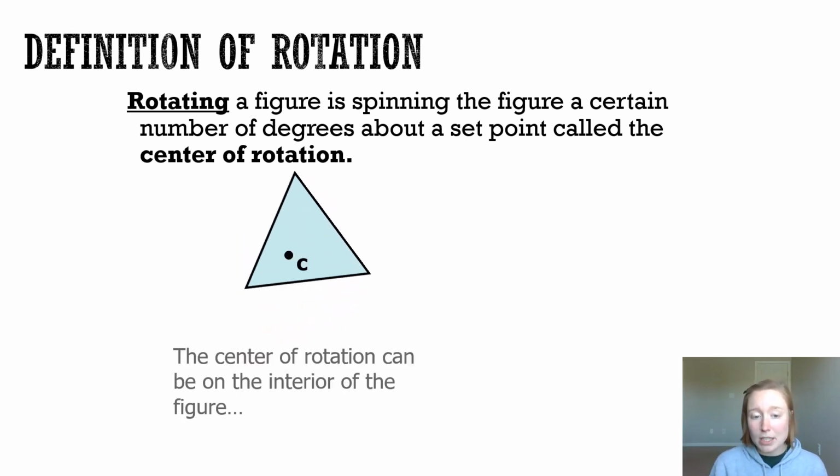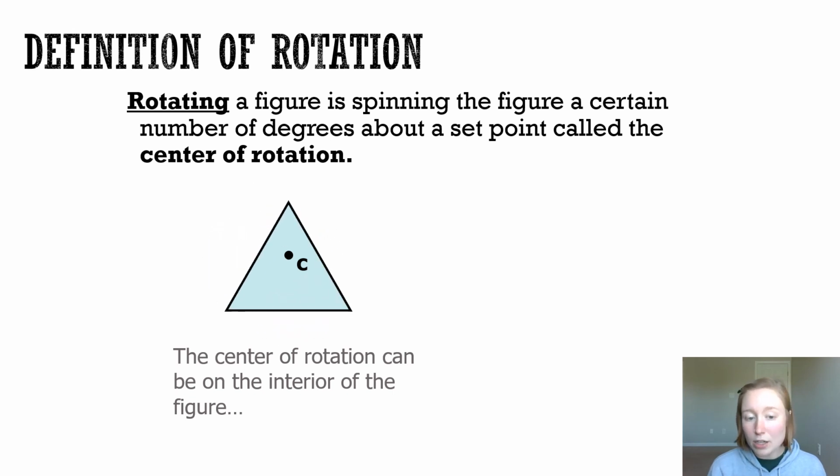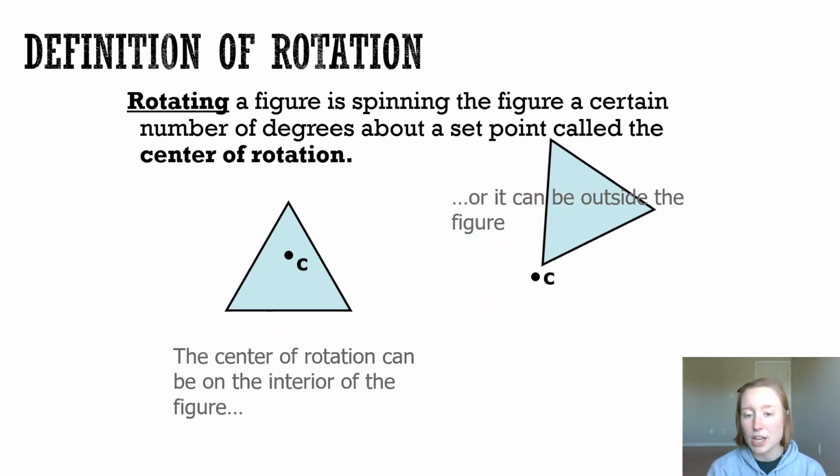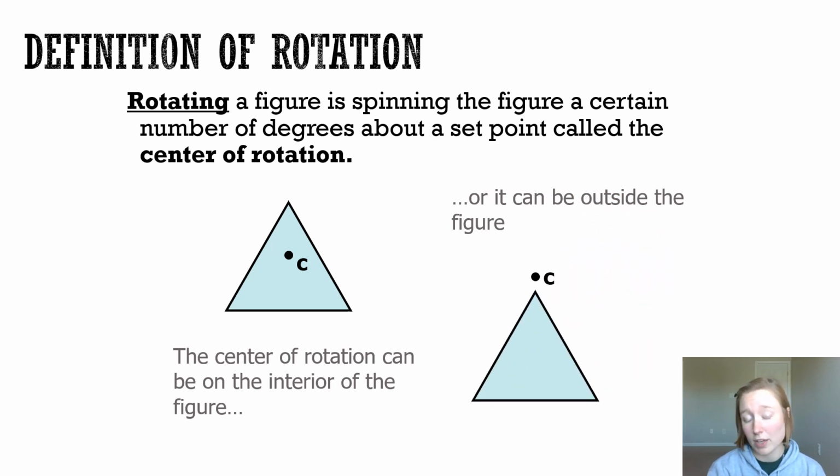Sometimes the center of rotation will be on the interior or the inside of a figure when it moves. Sometimes the point of rotation can actually be on the outside of the figure. So we'll see it both ways, just like we saw with the line of reflection yesterday, that it could reflect far away, or it could even reflect over itself. So you'll see it both ways.